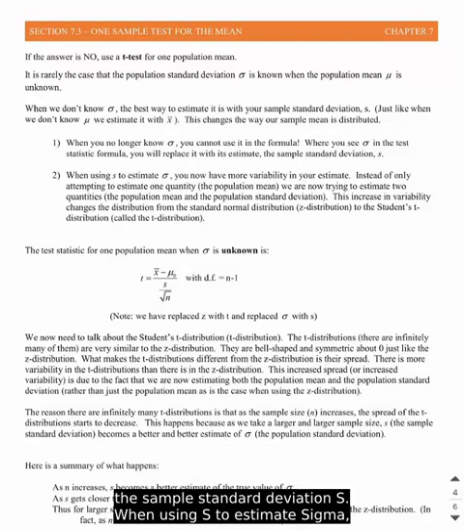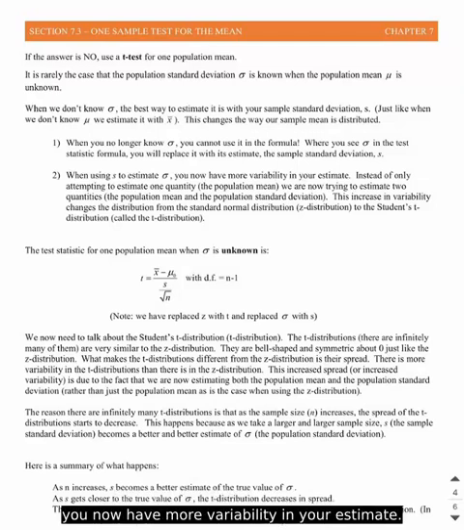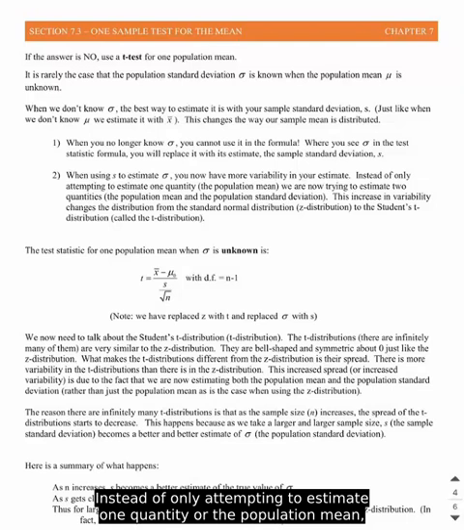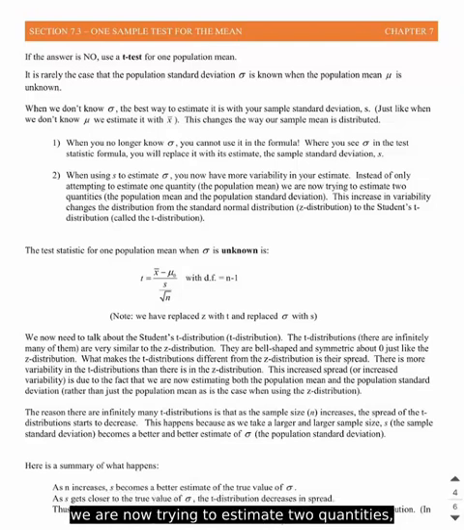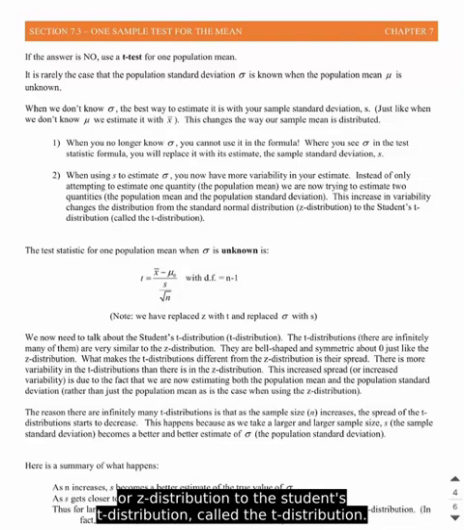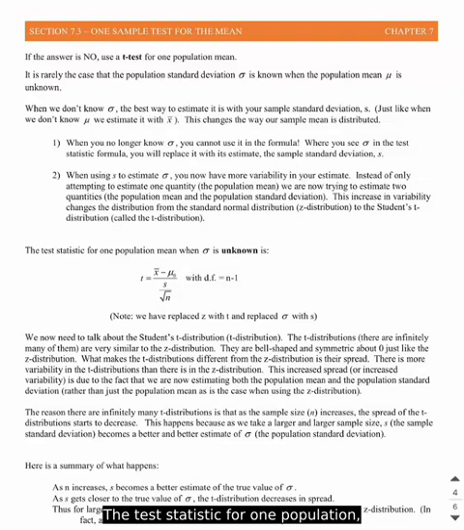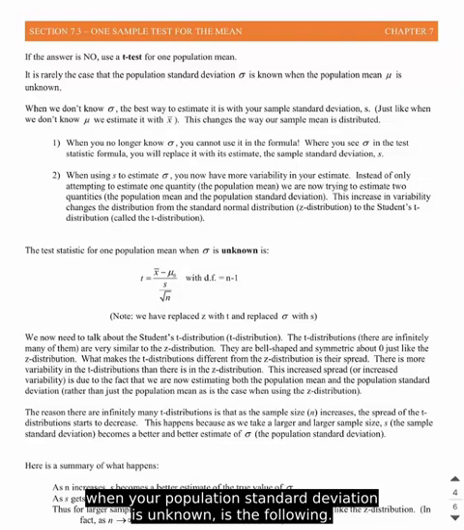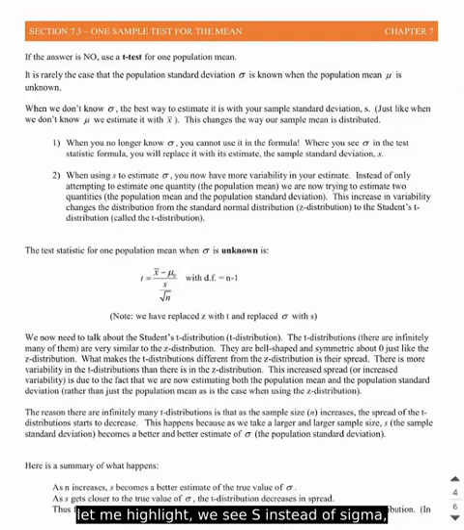When using S to estimate sigma, you now have more variability in your estimate. Instead of only attempting to estimate one quantity, the population mean, we are now trying to estimate two quantities, the population mean and the population standard deviation. This increase in variability changes the distribution from the standard normal distribution, or z distribution, to the student's t distribution, called the t distribution. The test statistic for one population when your population standard deviation is unknown is the following. You'll notice we see S instead of sigma, but everything else is really the same. But now we have what we call degrees of freedom, which is n-1.